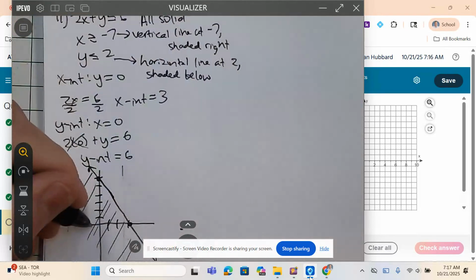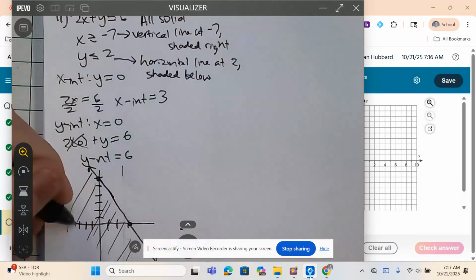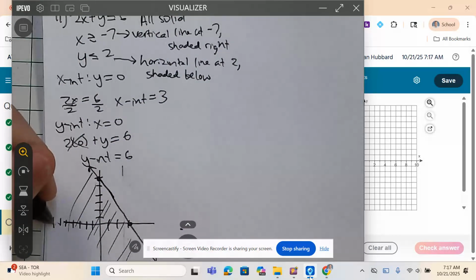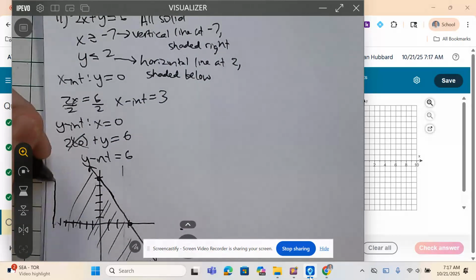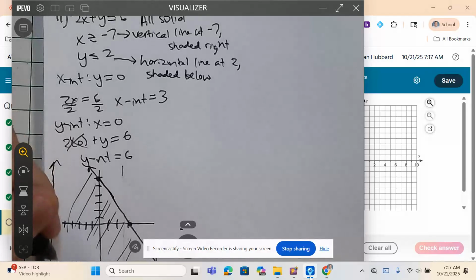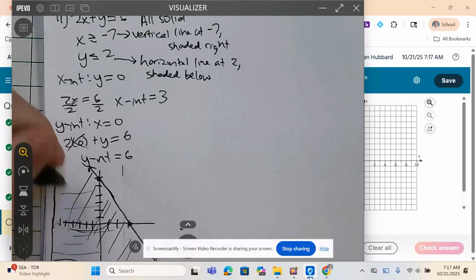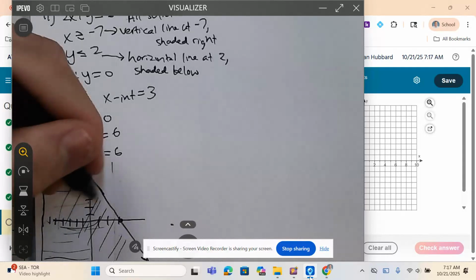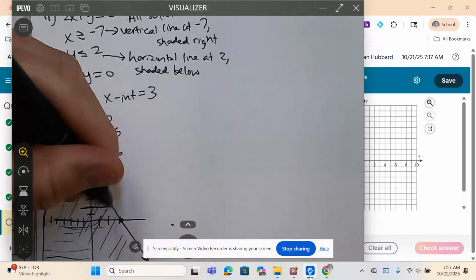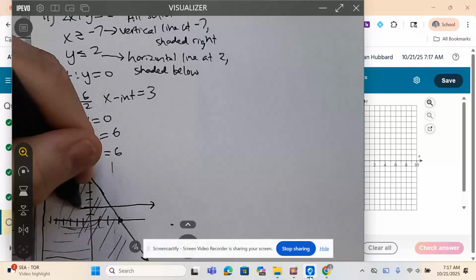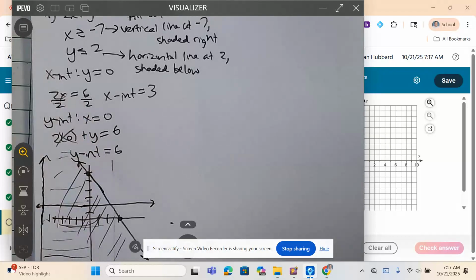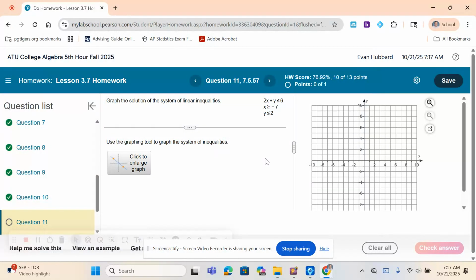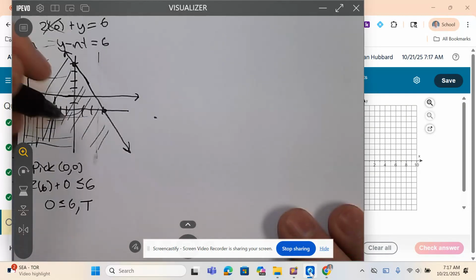So vertical line at -7. 1, 2, 3, 4, 5, 6, 7. Solid. It's going to be shaded to the right. And then the last one is y equals 2, horizontal line, shaded below. Did I write that down right? Is it less than? Yes, so it's shaded below. So it's going to be down here in this region.